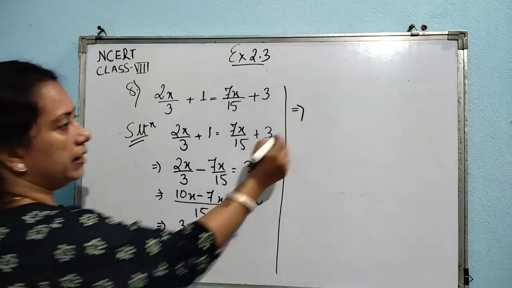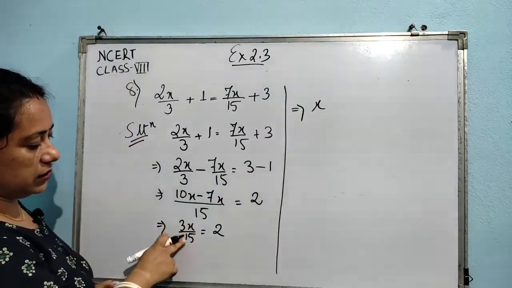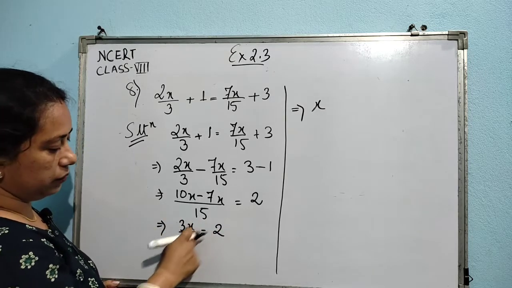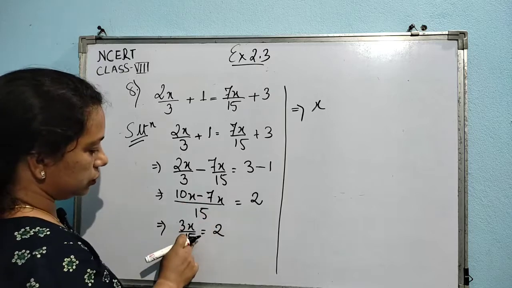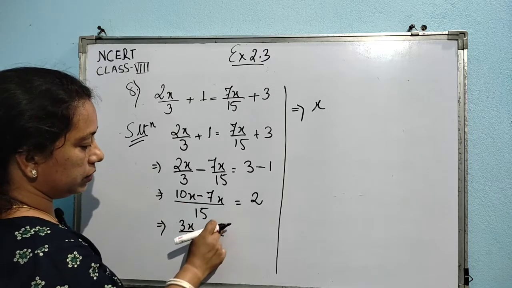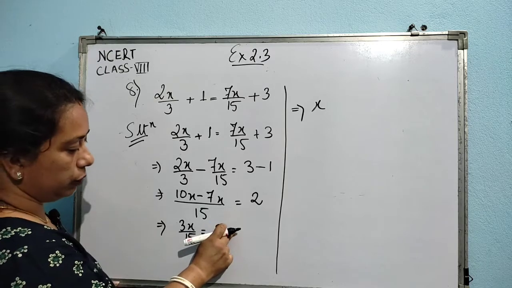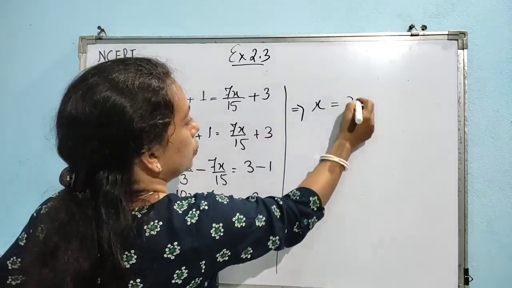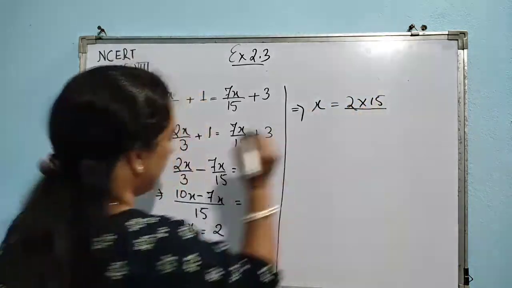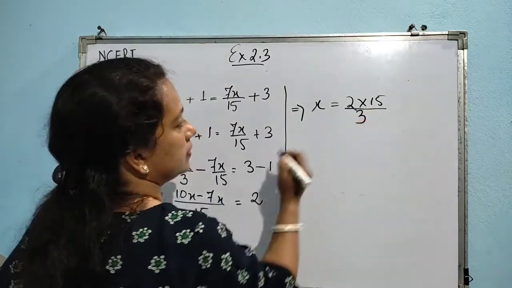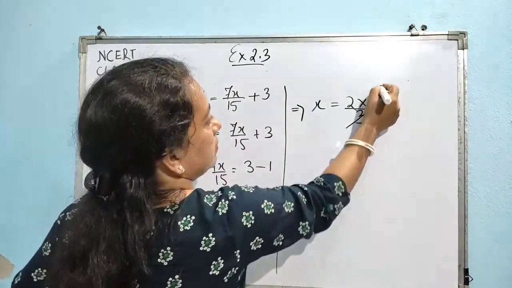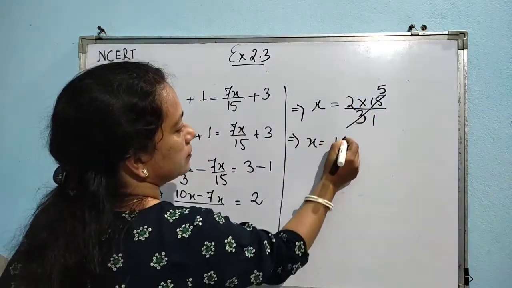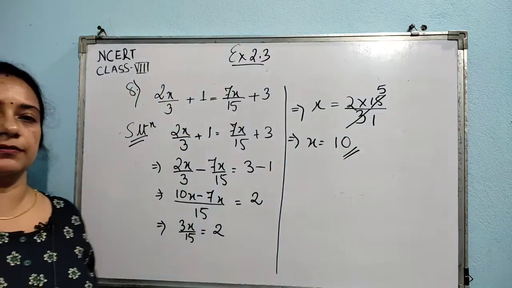Now we have already done this type of questions, isn't it? 3x by 15. So what will happen? Here we will be applying the cross multiplication. So 15 goes to the upper place, in the numerator place, and 3 will be coming to the denominator place. So x is equal to 2 into 15 by 3. So 3 ones are 3, 3 fives are 15. So we are left only with 2 into 5, that is 2 fives are 10. So this is the solution.